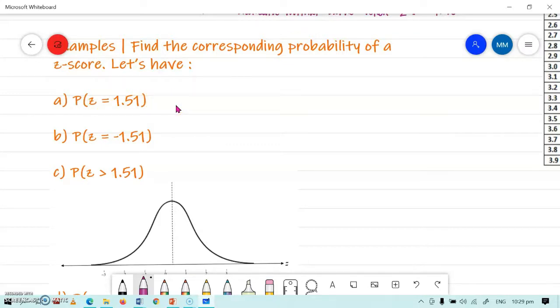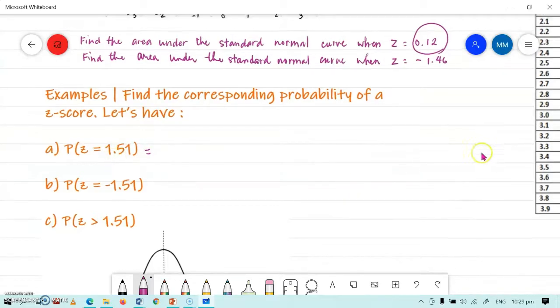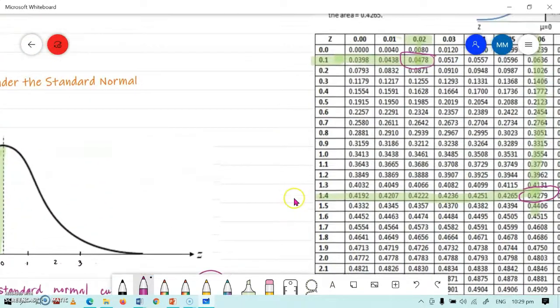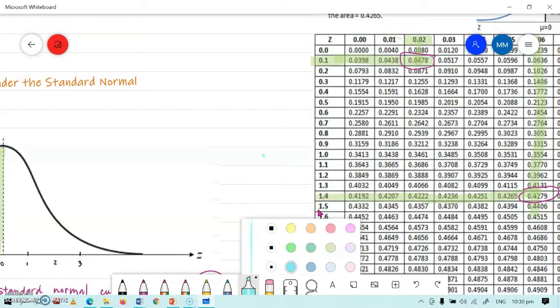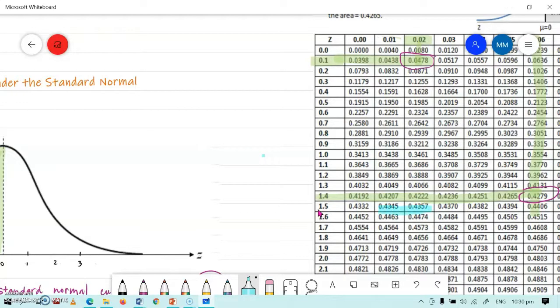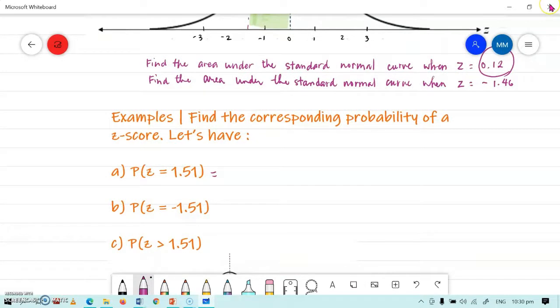So, as I said, probability is just equal to looking for the area at z equals 1.51 using our z-table. Using our z-table, 1.51 is 1.5 and 0.01. So 1.5 and 0.01, the intersection is here. So the area is 0.4345. Okay.